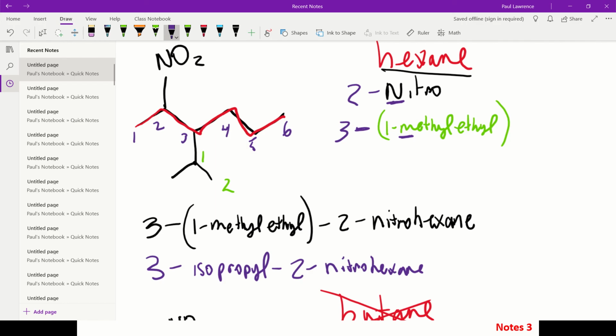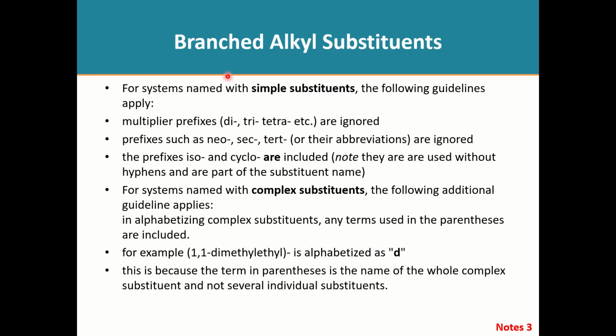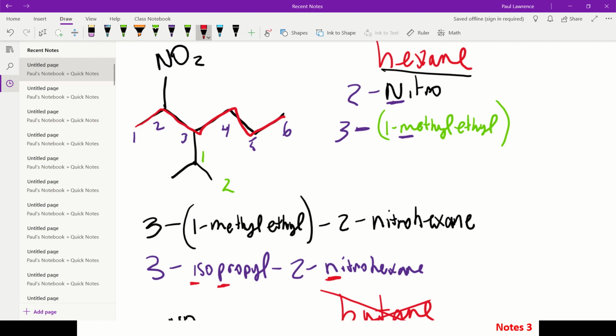Now let's take a look here. We have to be careful. When we alphabetize these, we know we're going to look at the N, but what do we compare it to? The P or the I? Well, when we go back here to our rules, it says that the iso and the cyclo, you include those when you alphabetize things. So we are comparing the N to the I, and I comes before N.